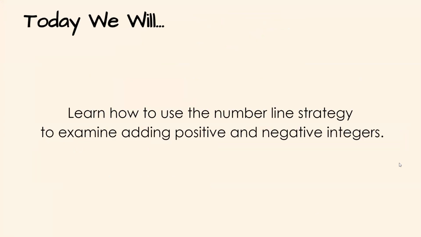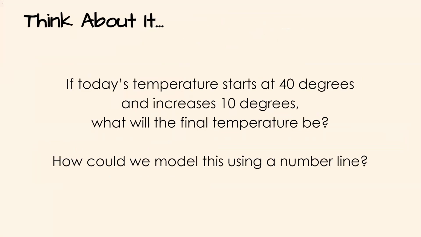Today, we will learn how to use the number line strategy to examine adding positive and negative integers. If today's temperature starts at 40 degrees and increases 10 degrees, what will the final temperature be? How could we model this using a number line?